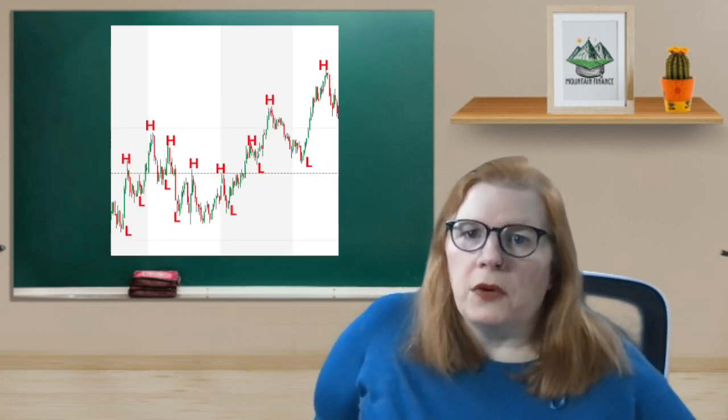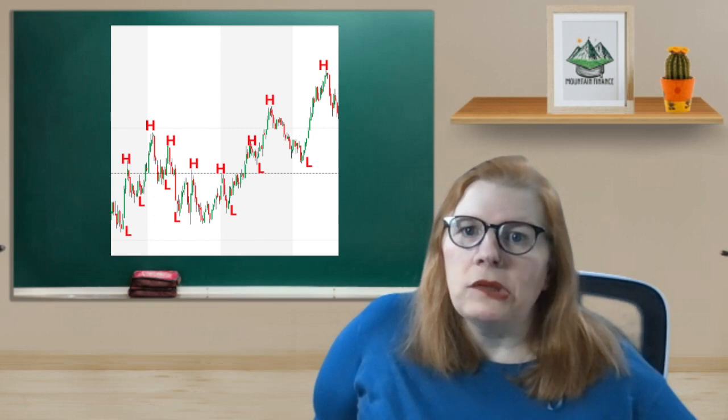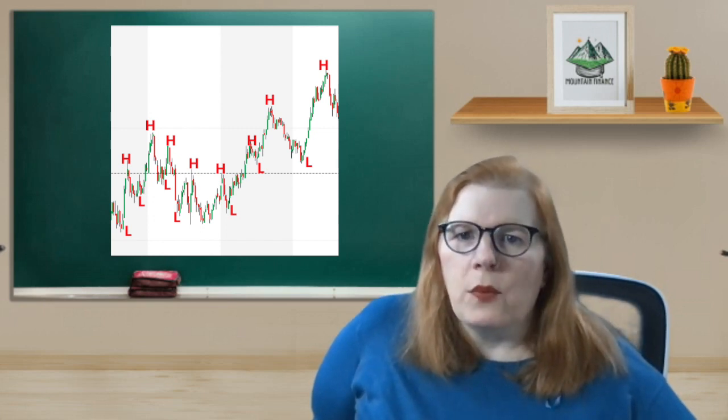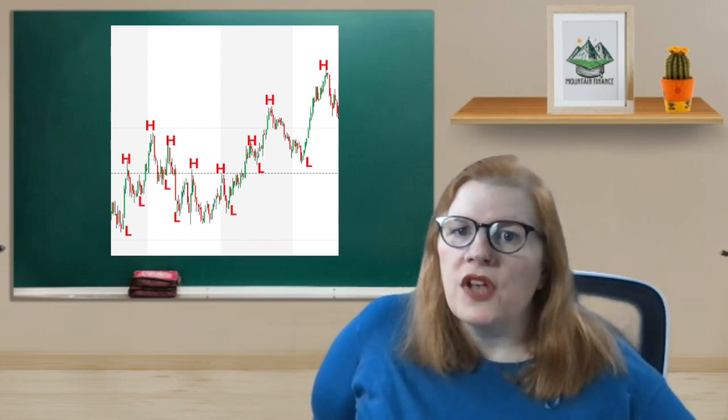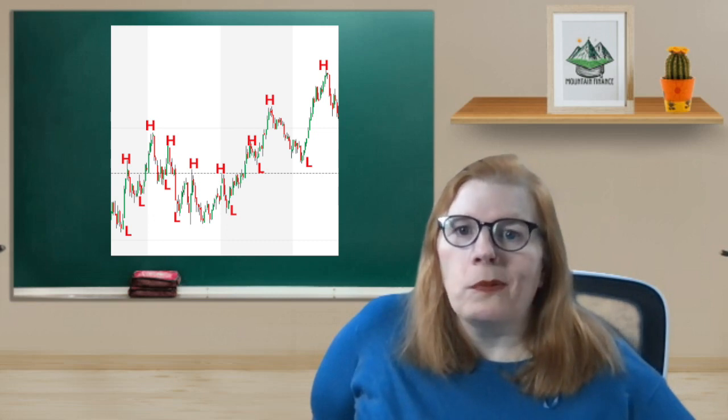So now that we are zoomed out, it is easier to see the highs and lows in this chart. A good rule of thumb is that when you have higher highs and higher lows, you have a market that is trending upwards or bullish.